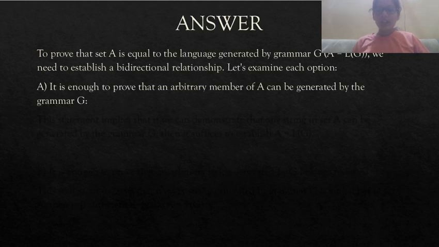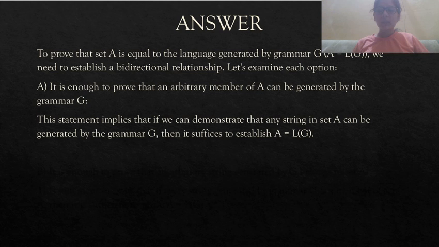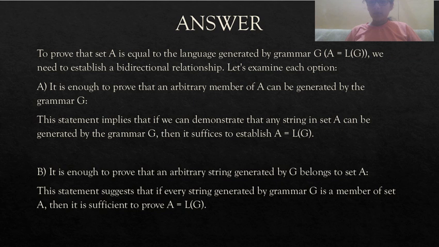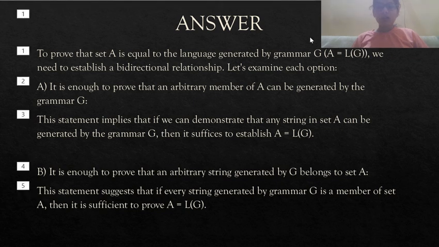To prove that set A is equal to the language generated by grammar G, A equal to L of G, we need to establish a bidirectional relationship. Let's examine each option. First, it is enough to prove that an arbitrary member of A can be generated by the grammar G. This statement implies that if we can demonstrate that any string in set A can be generated by the grammar G, then it suffices to establish A equal to L of G.